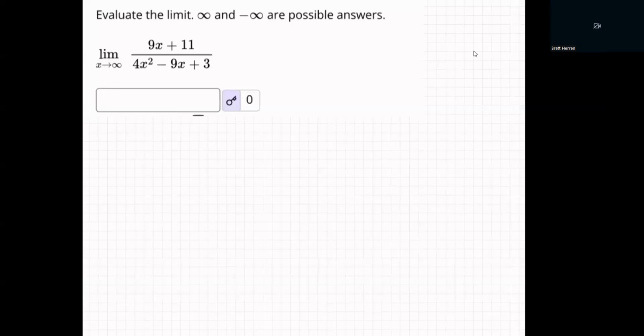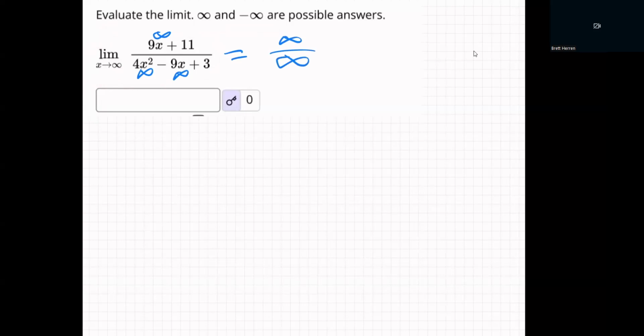On this question, we are being given a limit here, and we're going as x goes to infinity. It's called an infinite limit as x goes to infinity. So the question is, what's the answer? If you just plug in infinity, it's not going to get you anywhere. You're just going to get infinity over infinity.